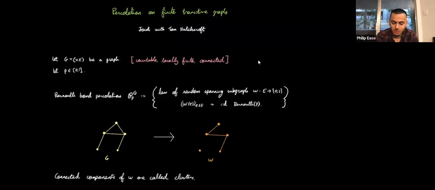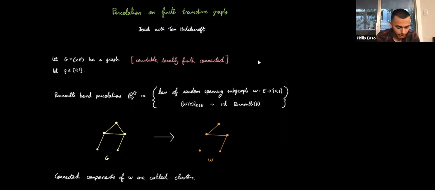So I'm going to be talking about a project that's been going on for about 2 years with my supervisor, Tom Hutchcroft, which is to understand what can be said about the most basic questions about percolation on finite transitive graphs, which is a context where people don't normally study percolation. So I'm going to start by defining the terms percolation and transitive, and also give some background on the big questions in percolation on infinite transitive graphs that sort of motivated this.